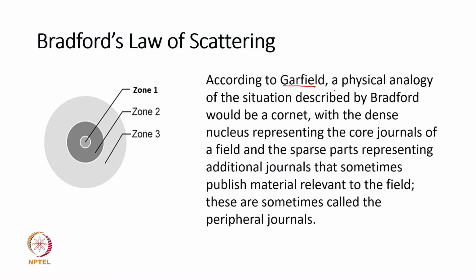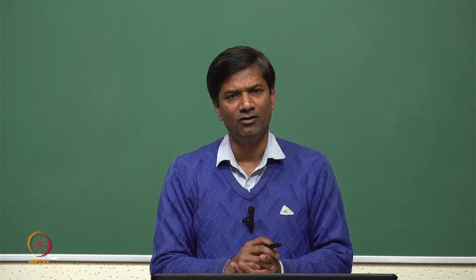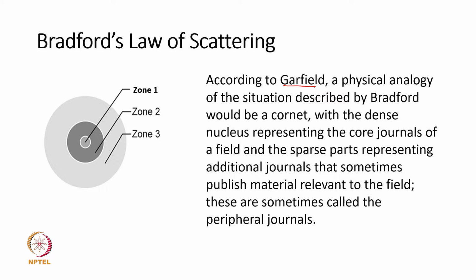Garfield, basically, when he studied Bradford's law, made a physical analogy of the situation described by Bradford, like a comet with a dense nucleus representing the core journals, the maximum number of journals on that particular subject, and sparse parts representing the additional journals that sometimes publish material relevant to the field, and these are known as the periphery.